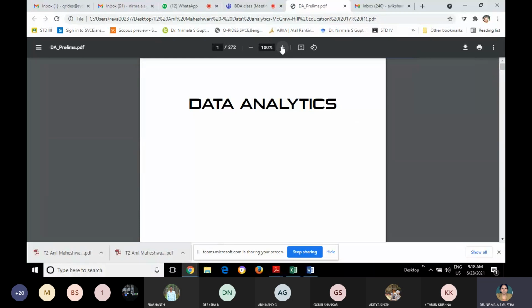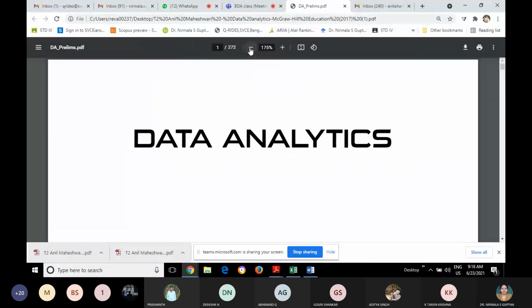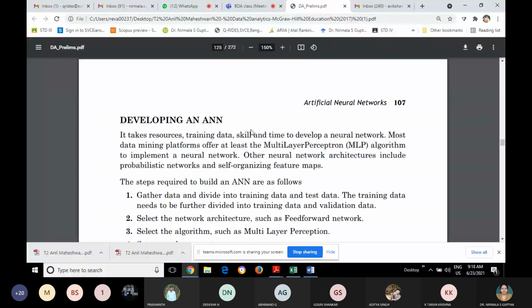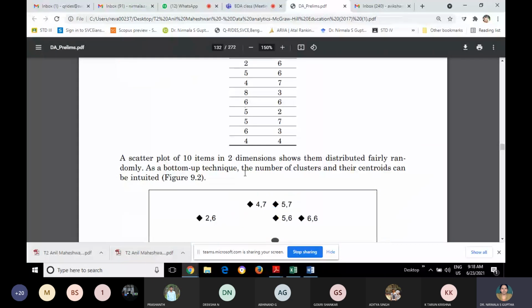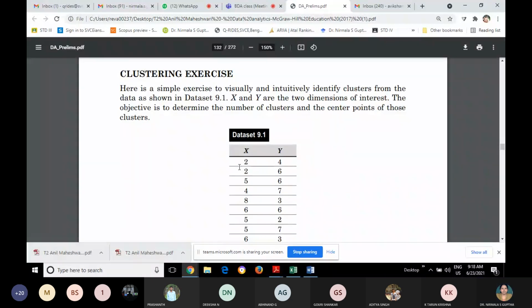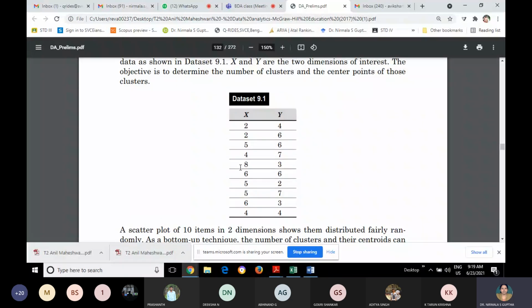Is the PDF visible to you? Yes, ma'am. Okay, wonderful. So let us quickly go to the data set. Yes, this is the one. Okay, you are able to see the data set, right? Okay. Yes, ma'am. Okay, fine.